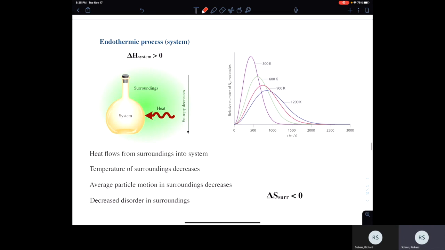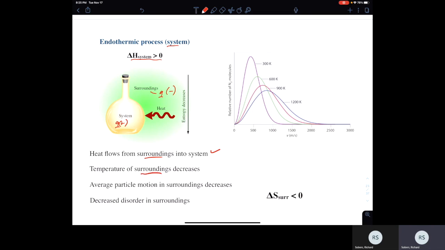So if we take an endothermic process, we're referencing the system here, right? If we take an endothermic process, delta H is greater than 0. From the point of view of the system, it's endothermic, so Q is plus. But from the surroundings, Q is negative. So from the perspective of the surroundings, it's exothermic. So heat flows from the surroundings into the system.